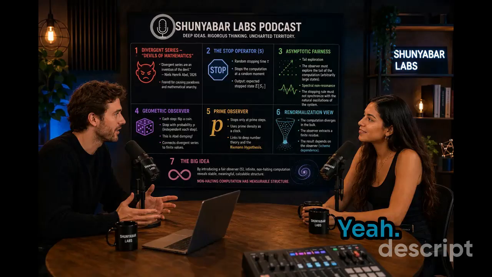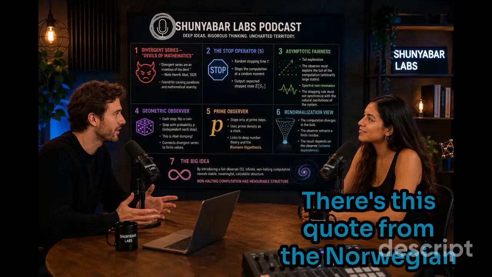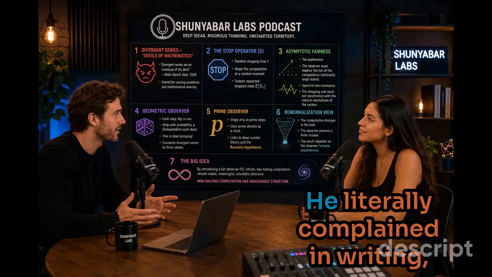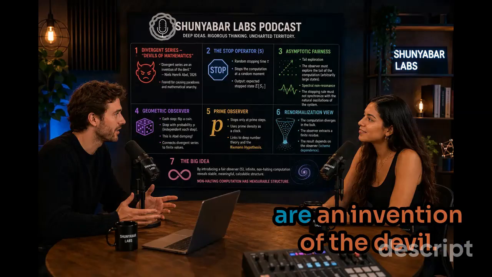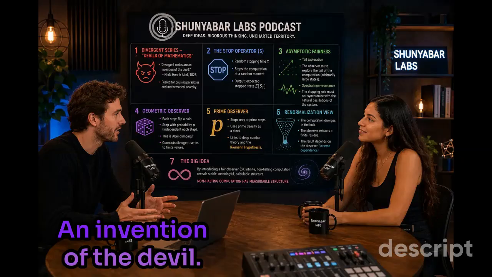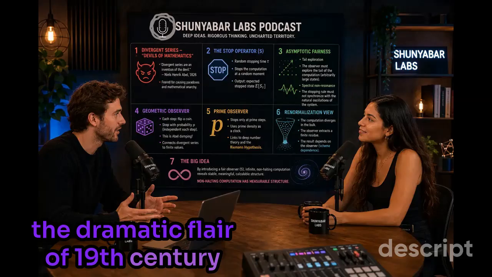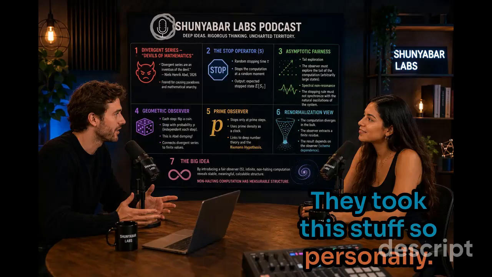Terrified is the right word. Yeah. There's this quote from the Norwegian mathematician Niels Henrik Abel, and he wrote this back in 1826. He literally complained in writing, mind you, that divergent series are an invention of the devil. An invention of the devil. You really have to appreciate the dramatic flair of 19th century mathematicians. Right. They took this stuff so personally.